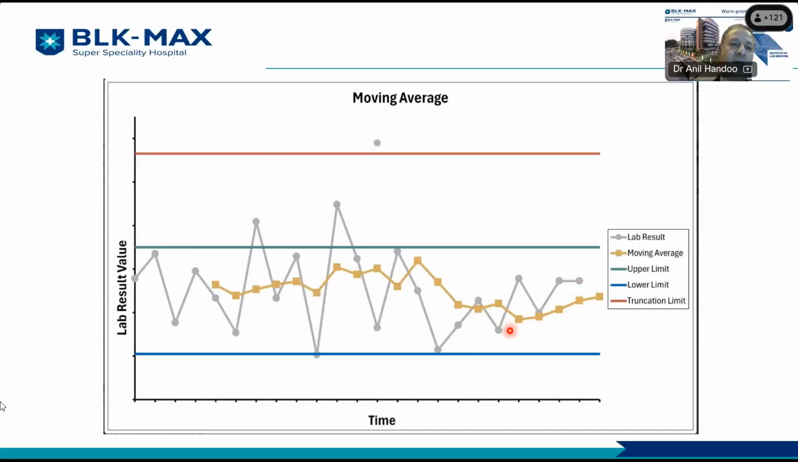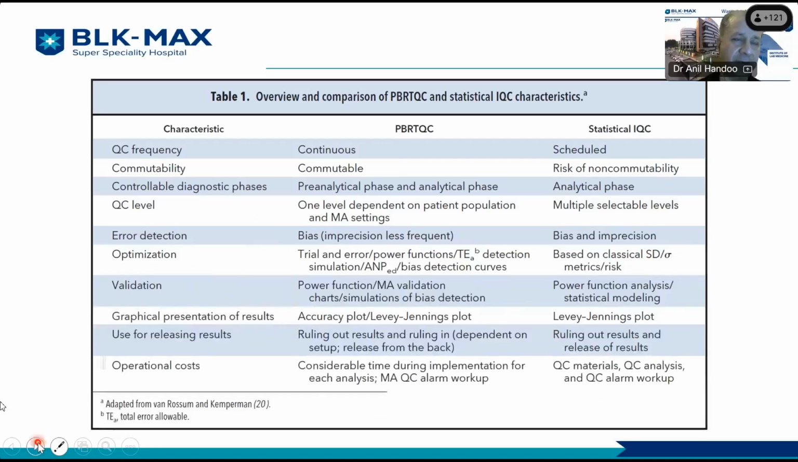So when you look at this data, this tells you that your instrument may be having a problem. You need to look into it and take care of it. Now, if you look at the classical patient-based quality control versus the classical IQC, it's important for us to remember how we do it. Because it's patient-based, you keep getting samples 24/7. The frequency is continuous. Obviously, it's not going to be halted at some point of time.